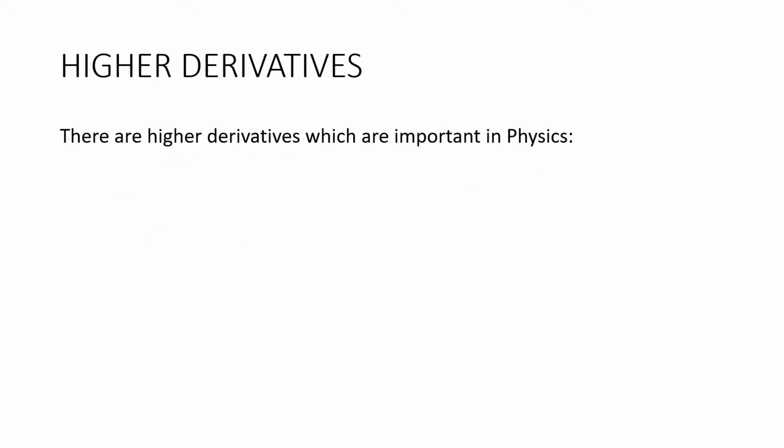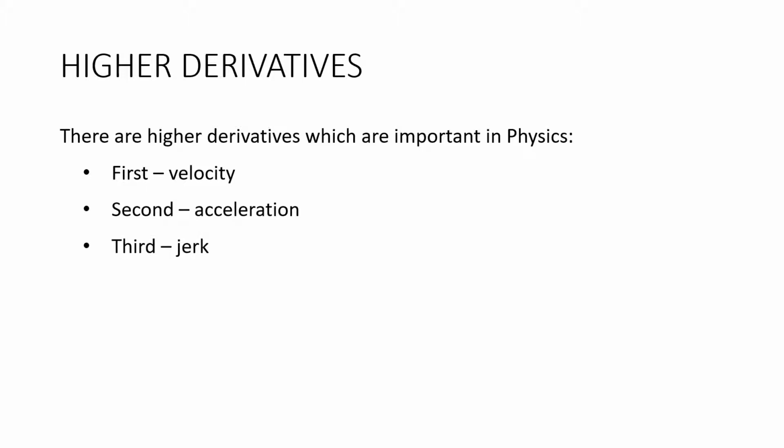There are higher derivatives which are important in physics, so we will be doing a whole topic on this, but the first derivative is velocity. So if the base equation is displacement or distance, the first derivative is how is distance or displacement changing with respect to time, so that's velocity. Our second derivative is acceleration, so how fast is velocity changing with respect to time. Our third derivative is called jerk.